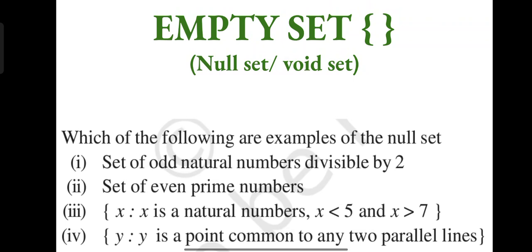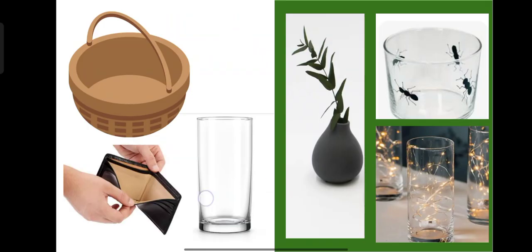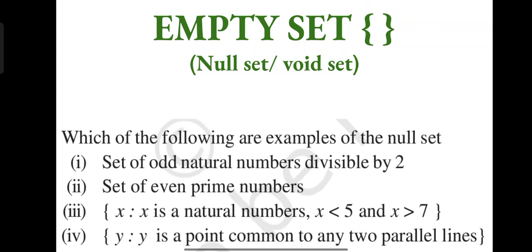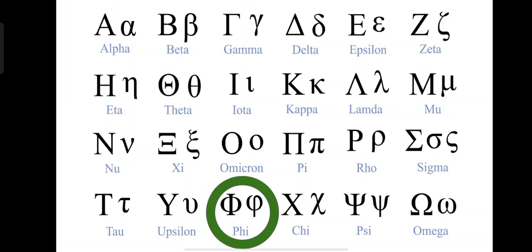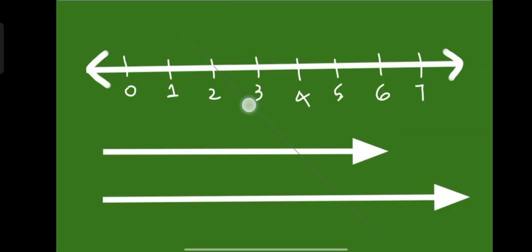Okay, so set of all x such that x should be a natural number, so 1, 2, 3, 4 and so on. Then at the same time x should be less than 5 as well as greater than 7. So it's better to look at a number line. Here is a number line, and since x has to be less than 5, it should move to the left hand side. So 0, 1, 2, 3, 4, 5 etc. will come.